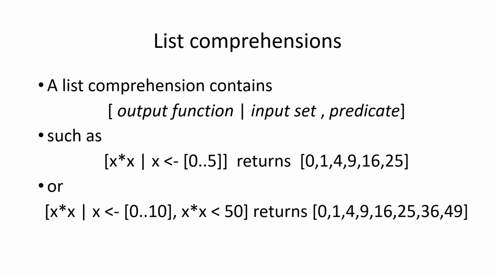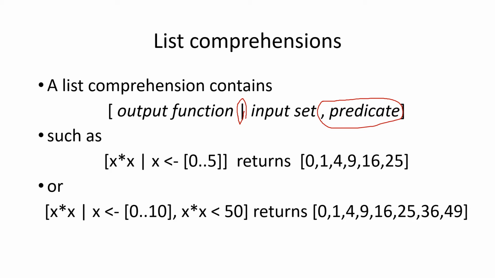A list comprehension is a means of creating a list. A list comprehension is written inside square brackets, and there are three parts. An output function, which includes what values are being included in the list, a vertical line, and then an input set, that is the list of elements that will be included in the output function, and then optionally a predicate. If the predicate is true then the output values will be included in the list. If the predicate is false, then those output values will not be included in the list.